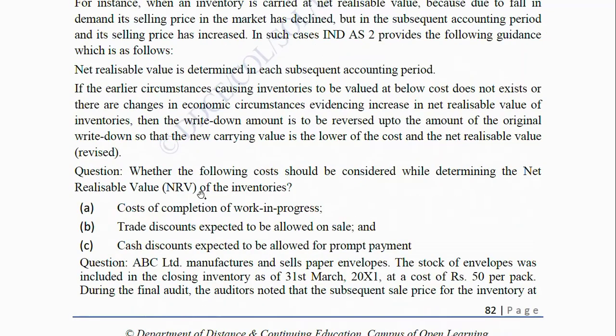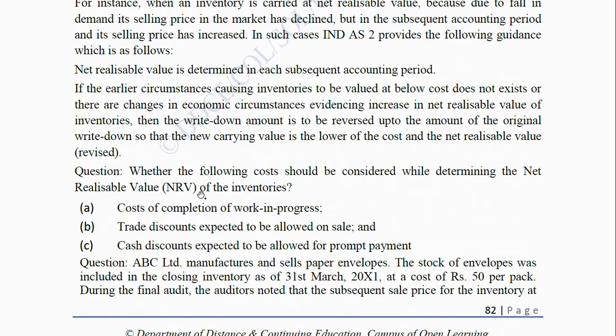Net realizable value is determined in each subsequent accounting period. If the earlier circumstances causing inventories to be valued below cost no longer exist, or there are changes in economic circumstances evidencing an increase in net realizable value of inventories, then the written down amount is to be reversed up to the amount of the original write down, so that the new carrying value is the lower of the cost and the revised net realizable value.